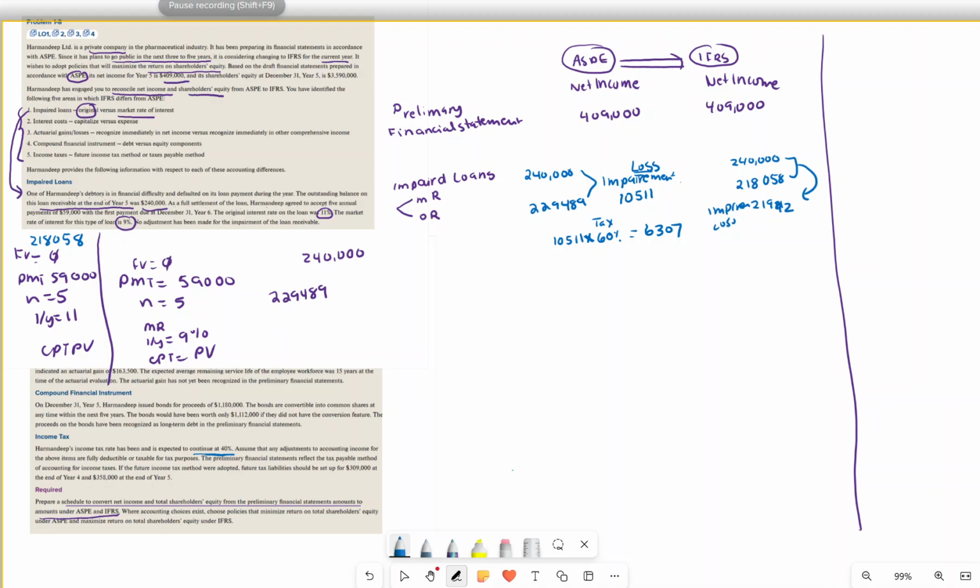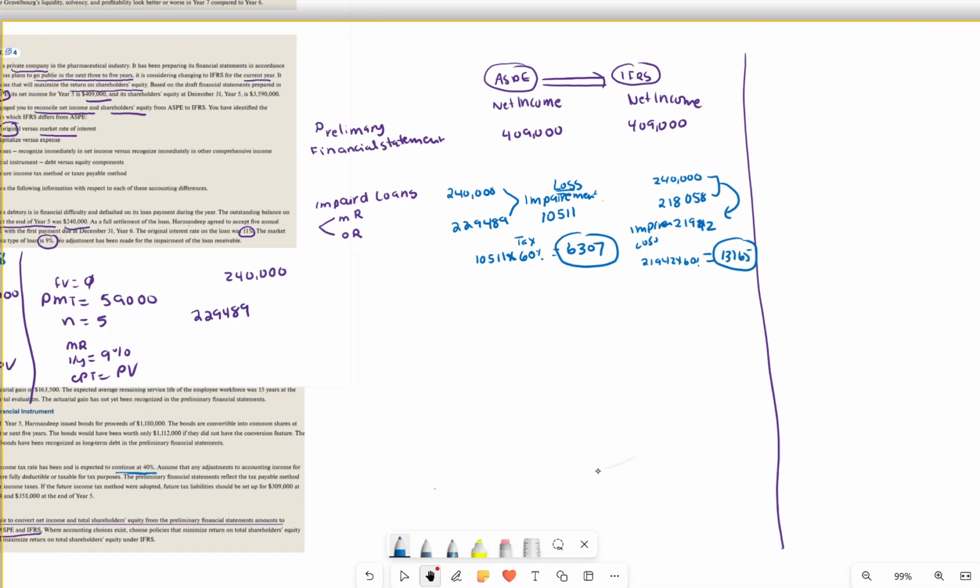But I am adjusting my net income, so I will adjust only the after-tax amount. So I take 21,942 multiplied by the 60%, and it will give me 13,165. So that's the impact of this impairment loss on my income statement. So that's what the impairment loss will be.